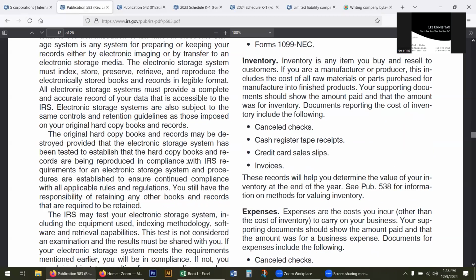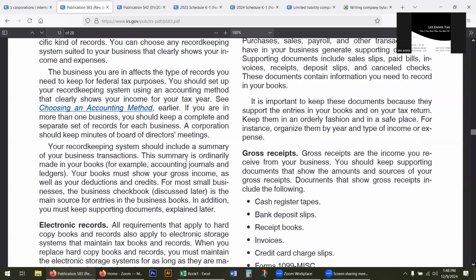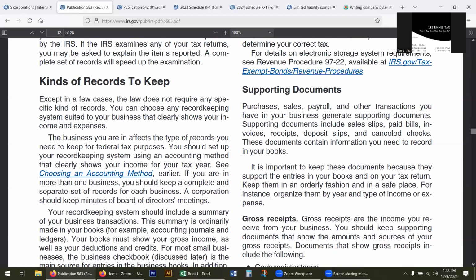Let's see here. Okay, I'm looking for a specific. Here we go. Except in few cases, the law does not require any specific kinds of records. You can choose any record keeping system suited to your business that clearly shows your income and expense. Okay. And the reason why I wanted to bring this up is because this comes directly from the IRS.